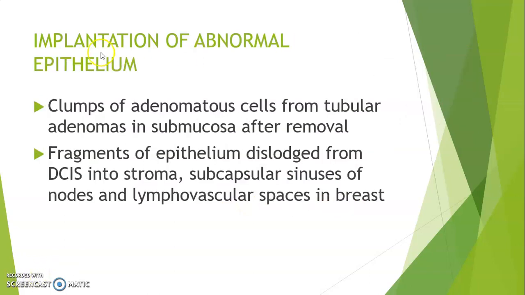There may also be implantation of abnormal epithelium. So, after removal of adenomas, clumps of adenomatous cells from tubular adenomas can be seen in the submucosa. Fragments of epithelium dislodged from DCIS can be seen in the stroma, subcapsular sinuses of nodes, and lymphovascular spaces in the breast.